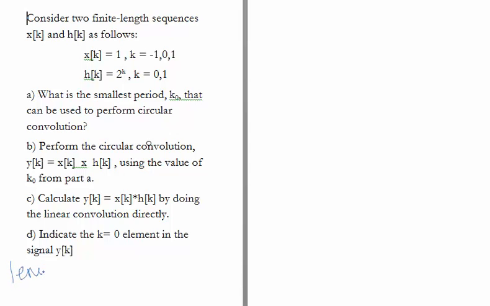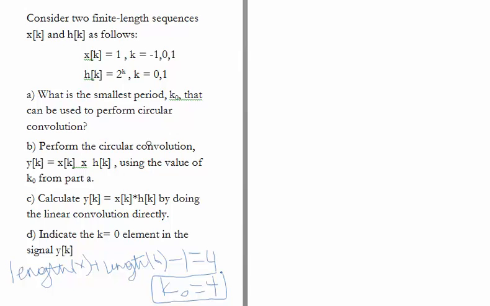Okay, so to start off for this problem, we're going to look at part A, and it asks what the smallest period k0 that can be used to perform circular convolution is. So we know to find the length of an output signal, you take the lengths of the two signals that you're convolving and add them together and subtract 1. So that will give you a k0 that's equal to 4.